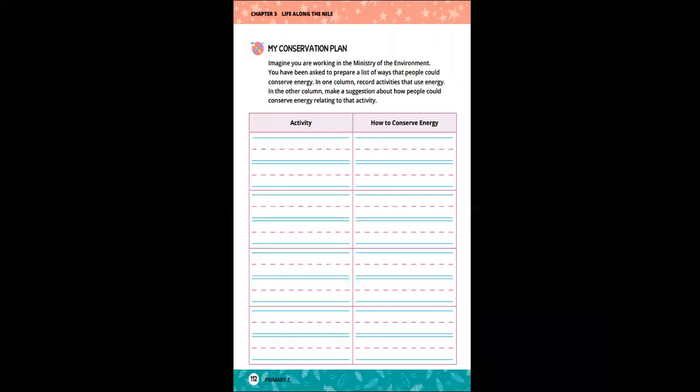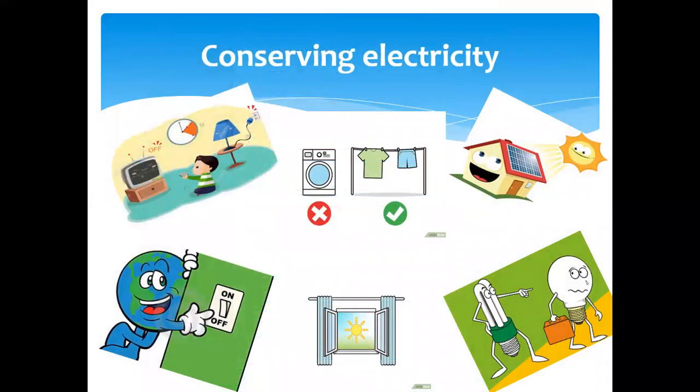Now, turn in your book page 112, titled My Conservation Plan, and let's record some activities that use energy in the left column. And in the other column, we are going to think about a way of how to conserve energy in doing this activity. Okay, let's look now at this picture to think. Maybe you get some ideas. Hey, hello. Did you get some ideas? Excellent.